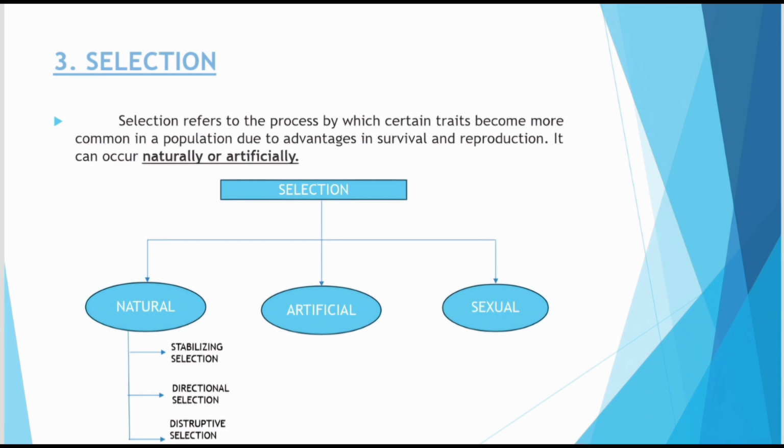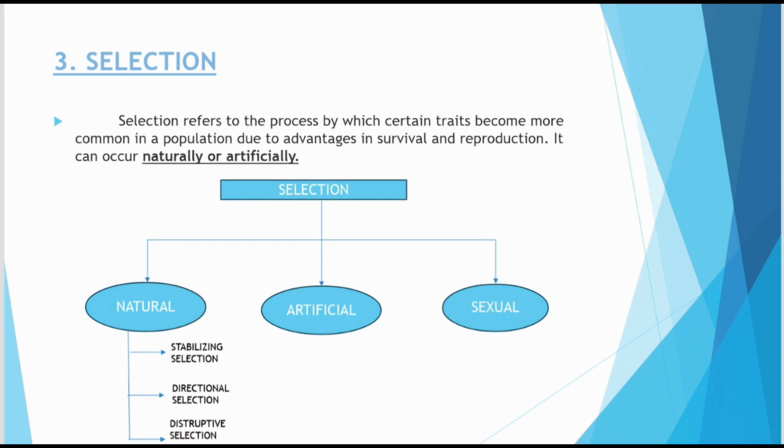By this selection only, some of the organisms are existing in a population and some of them are dying in a population. And there are two types of selection: natural selection and artificial selection. And also there is one more selection, that is sexual selection. Here you can see in this flow chart, selection is of three types: natural, artificial and sexual selections.